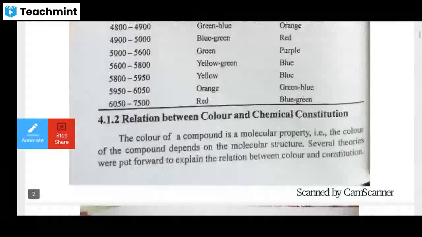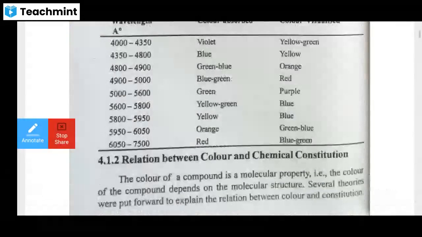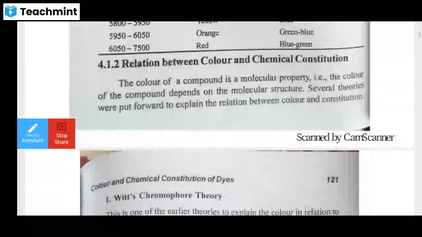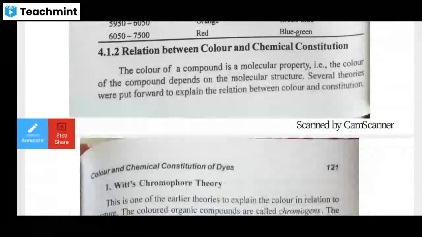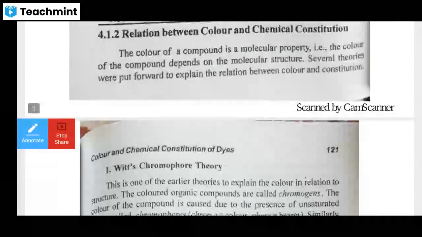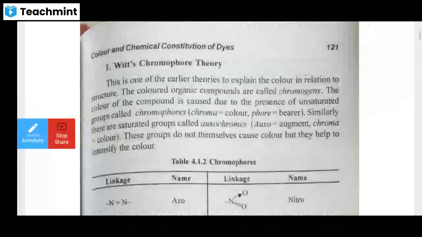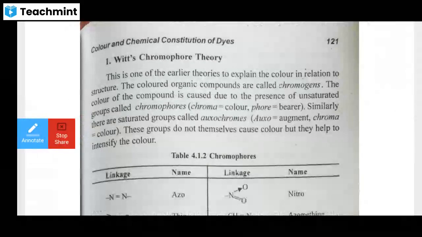इस तरह से ये complementary color, कौन सा कलर किसको दिखेगा, ये आपको समझ में आएगा। उसके बाद नेक्स्ट इज द रिलेशन बिटवीन द कलर एंड द केमिकल कंस्टिट्यूएंट। What is the relation between the color and the chemical constituents? Color is a molecular property, and the color of compounds generally depends upon the molecular structure, and there are a number of theories which explain the relation between the color and the constitution. One of the important theories is the Witt chromophore theory.